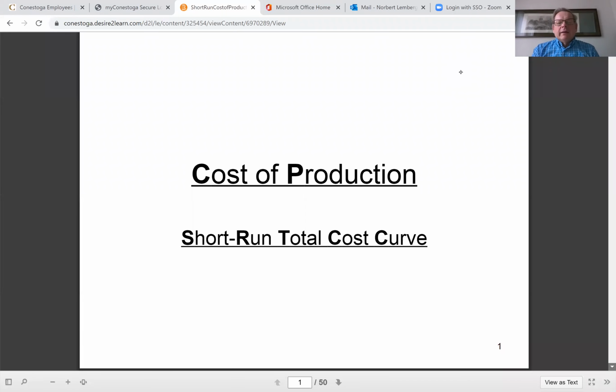Well, welcome back to the video on the cost of production. We're going to start off with the short run total cost curves. You'll have to recall that the short run is when the company has at least one, but not all, factors of production constant. At least one factor of production is constant. That's one of the important things to realize when we're dealing with the short run.